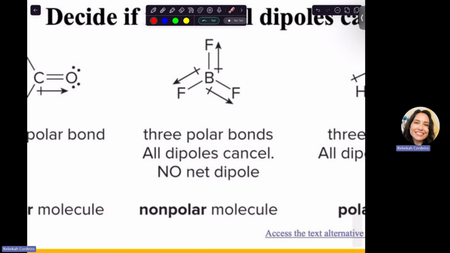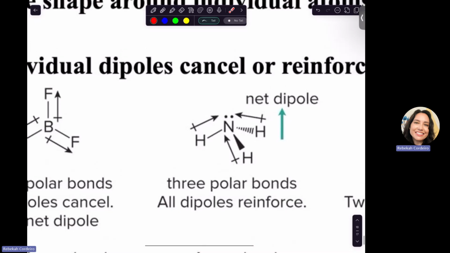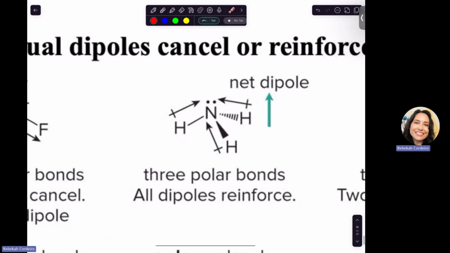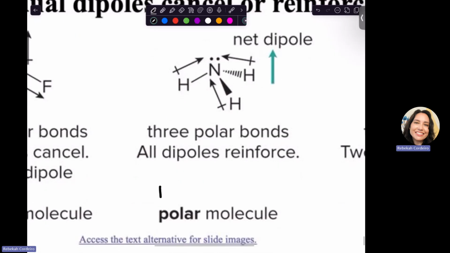All those dipoles cancel. Now here is an example of a trigonal pyramidal. Trigonal pyramidals are always polar. So let me just write that. Trigonal pyramidal.